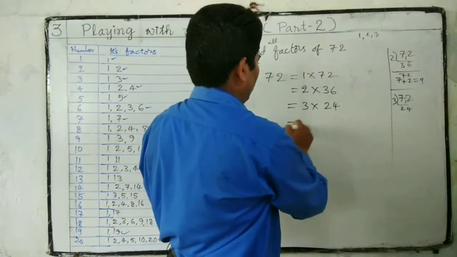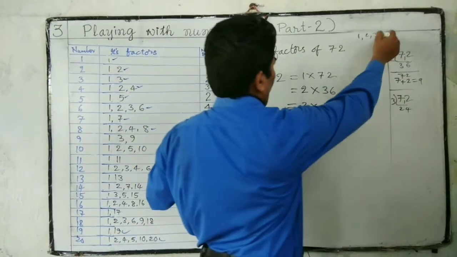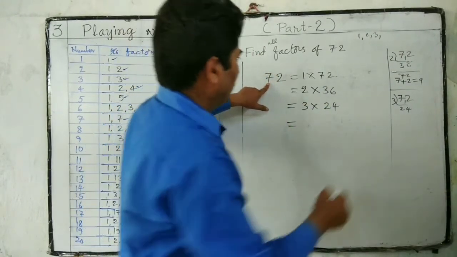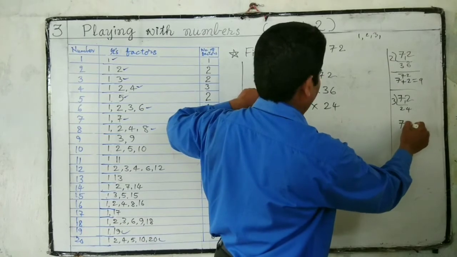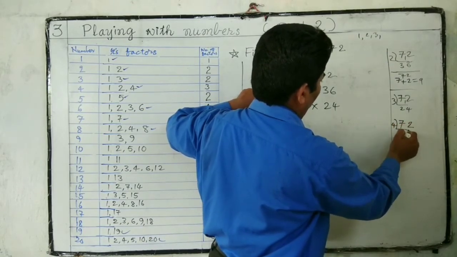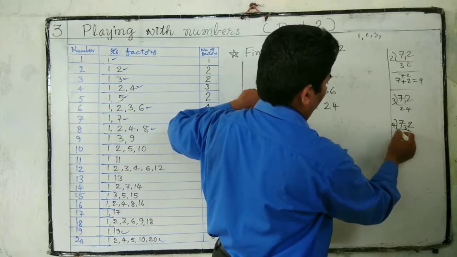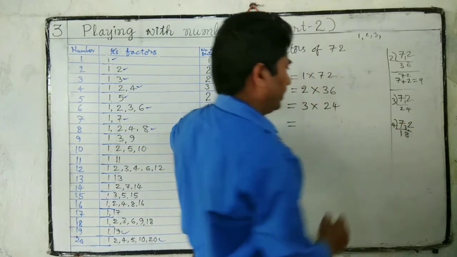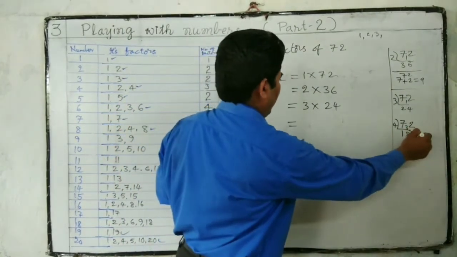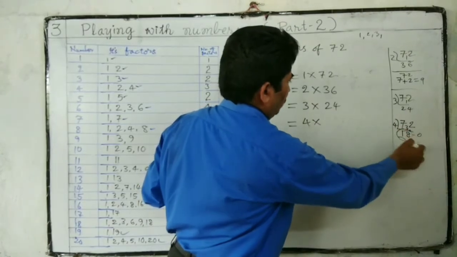Next, 4 ones are 4. Like this we can check short division. Last two digits: 4 ones are 4, 4 eights are 32. So it is divisible by 4 also. 0 remainder. So 4, this is the quotient.